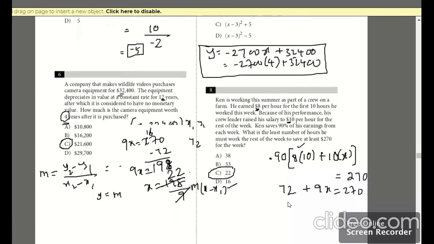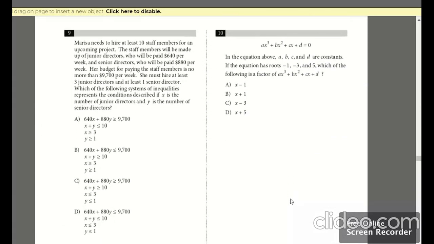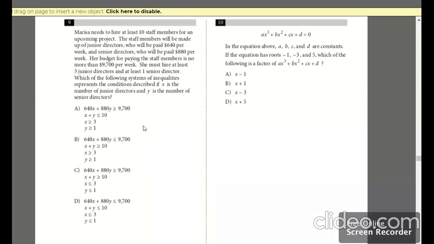Moving on to the next set of questions that we have. Again, it is a problem related to the optimization question, because inequalities are there. Marisa needs to hire at least 10 staff members for an upcoming project. The staff members will be made up of junior directors, at $640 per week. And just quickly glance, x is the junior director, so this is what you have to work out, and y is the senior directors. And they said at least 10 staff, so this is where you have to focus.